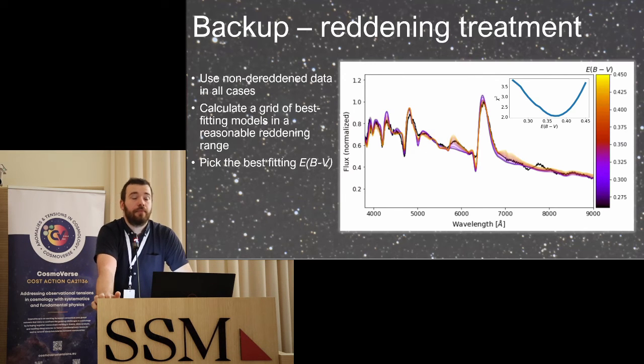You say pick the best fitting EBV, but of course that's completely degenerate with the RV, right? That's completely degenerate with this extinction law. So what are you assuming for the extinction law here?